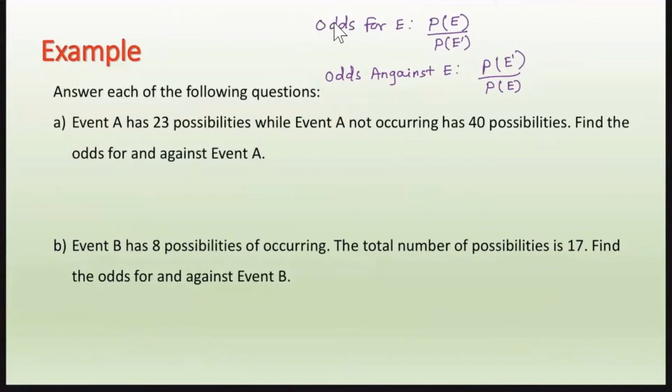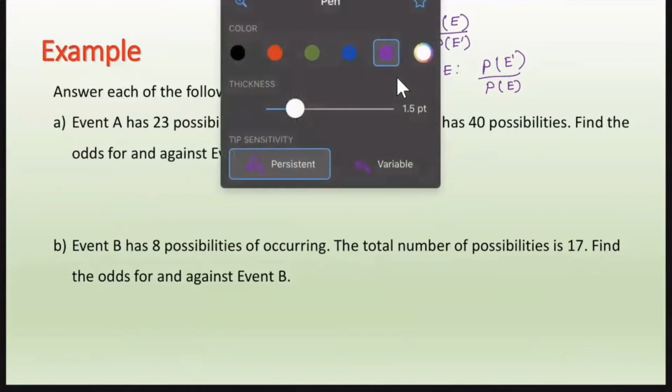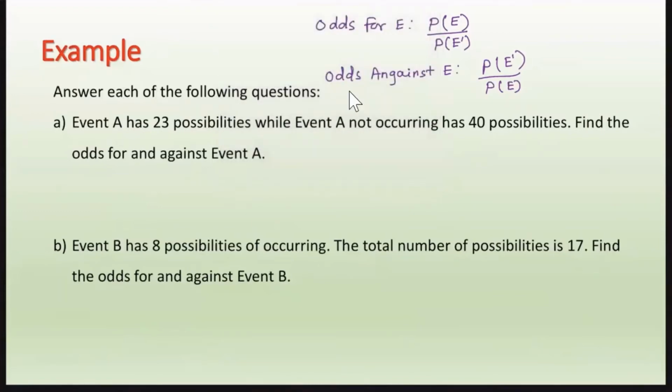And remember, when you calculate the odds for any event or odds against any event, we need to write the answer not as a decimal. We have to write the answer as a ratio. Let's see what is the meaning of that. Let me change the color here. Okay. So here what they said is event A has 23 possibilities.